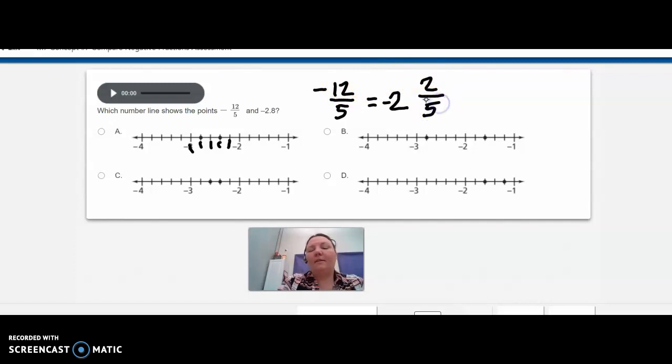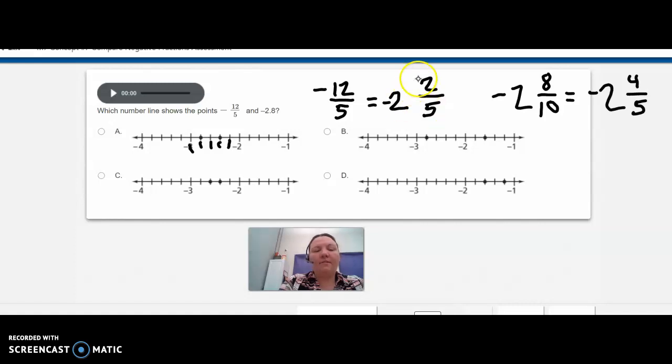If you need to go back and double check, you can review Round the Horn from 6th grade. 5 times 2 is 10, plus 2 is 12. Okay. So we know that one of my points needs to be -2 2/5. The second point, 2.8, is the same as 2 8/10. Reviewing how to read decimals as a fraction comes from our 5th grade standards. 2 8/10 can be simplified into 2 4/5. Okay. And now we have 2 fractions that we can find on our graph.